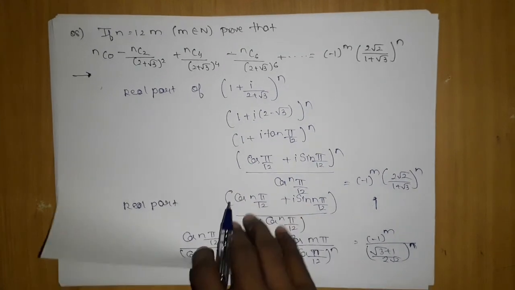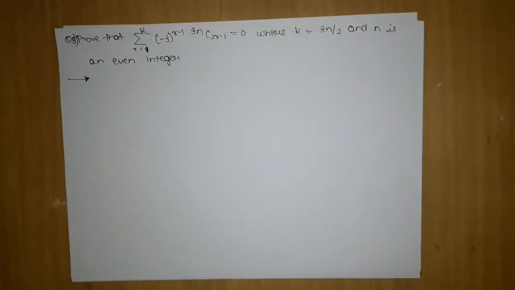Now let's move on to the last problem of this session. The problem is this: prove that the sum from r equals 1 to k of minus 1 power r minus 1 into 3n C 2r minus 1 equals 0, where k equals 3n by 2 and n is an even integer. So the last problem is this.